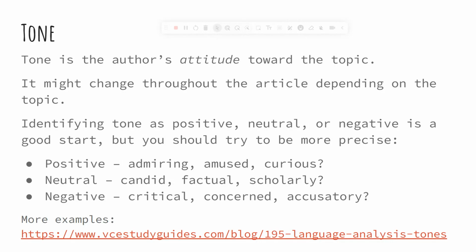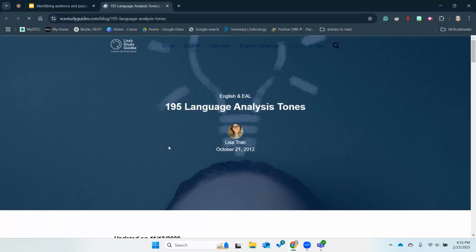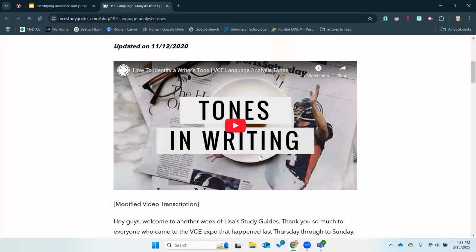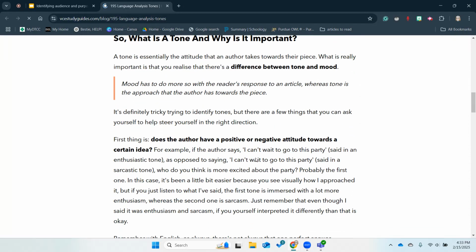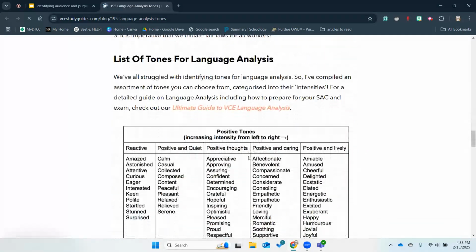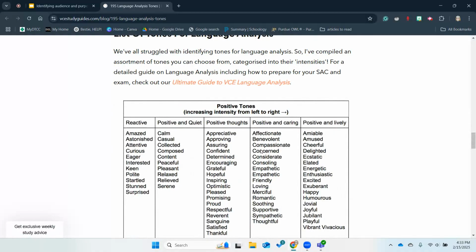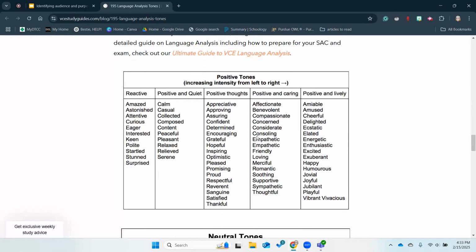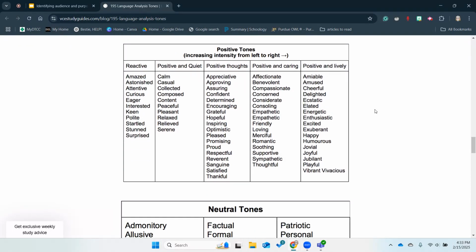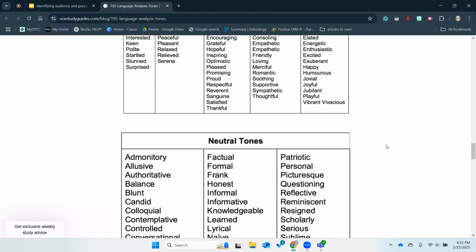So I do have linked in our course materials, and I think I lost my mouse. There we go. So open it up here. I did find this kind of nice little website here, and she has a PDF down at the bottom. Well, she doesn't have the PDF, but I think I linked the PDF in our course materials. So she does a really nice job here breaking it down. She has positive tones, but she has positive with a strong reaction, or positive and more quiet, positive and thoughtful, positive and caring, positive and lively. So she does a really nice job breaking these down for you.